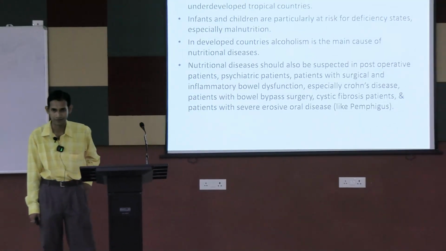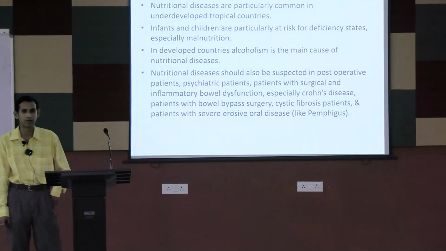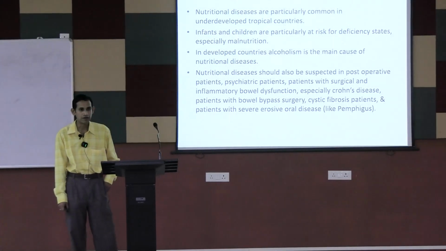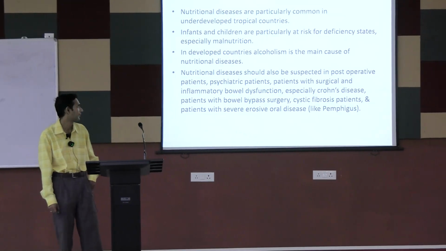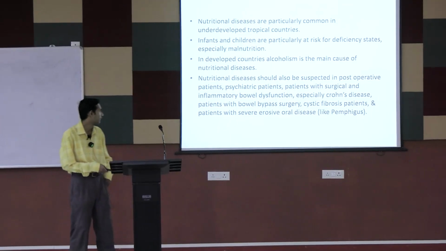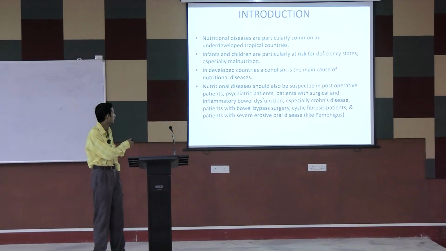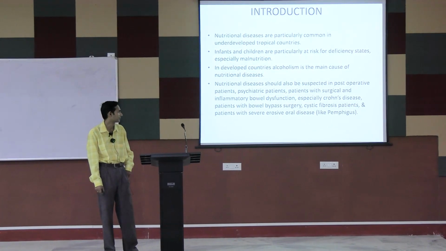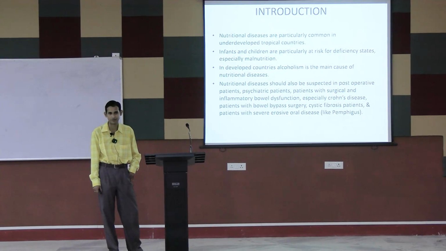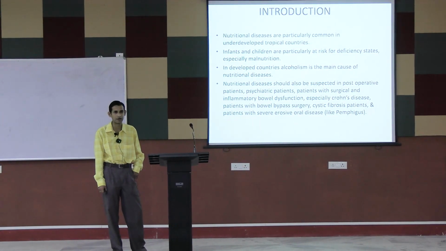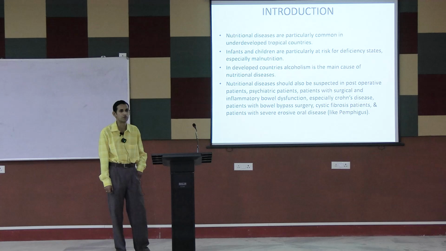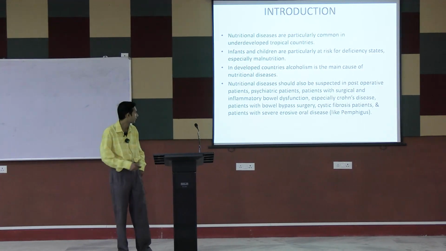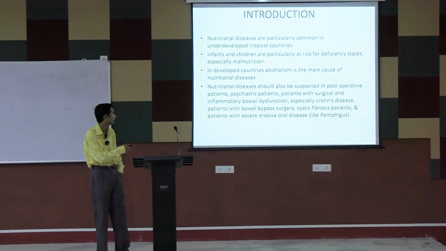What is nutritional disease, or what is a nutritional deficiency disease? Nutritional disease is particularly common in children and infants, particularly in underdeveloped or developing tropical countries. Infants and children, particularly those under 5, are at risk for deficiency states, especially malnutrition. So malnutrition particularly occurs in children, but it can occur in adults also.